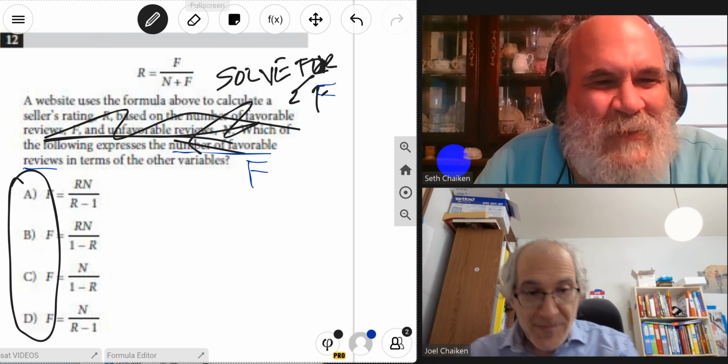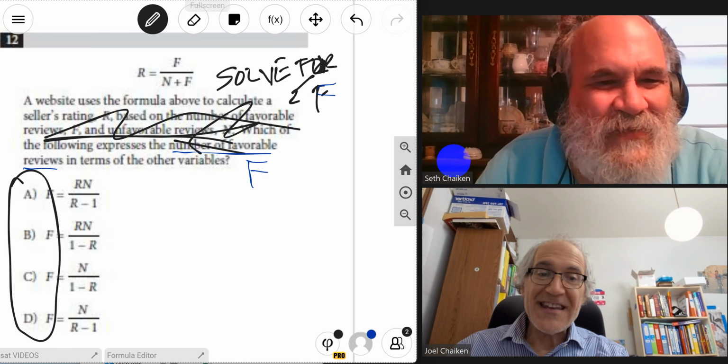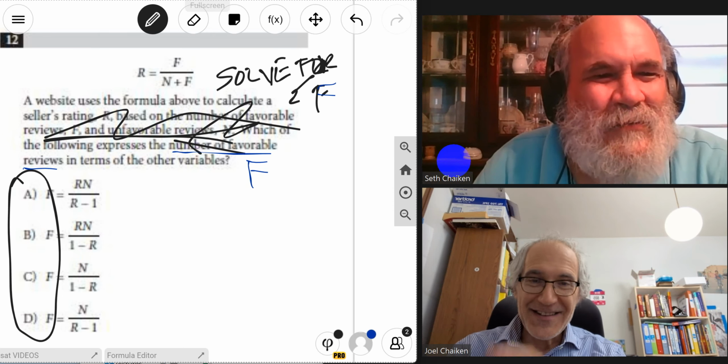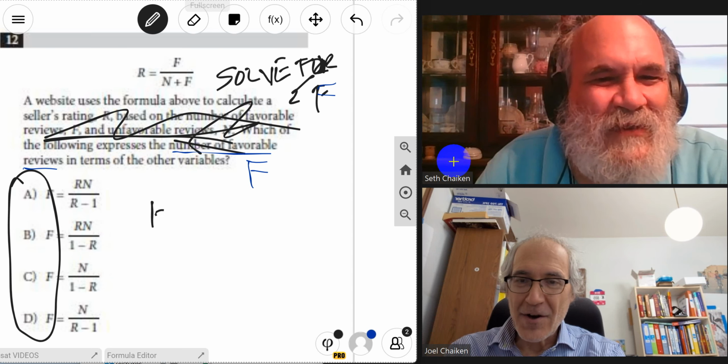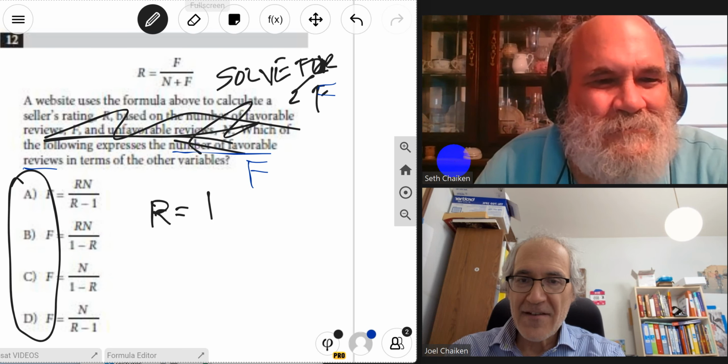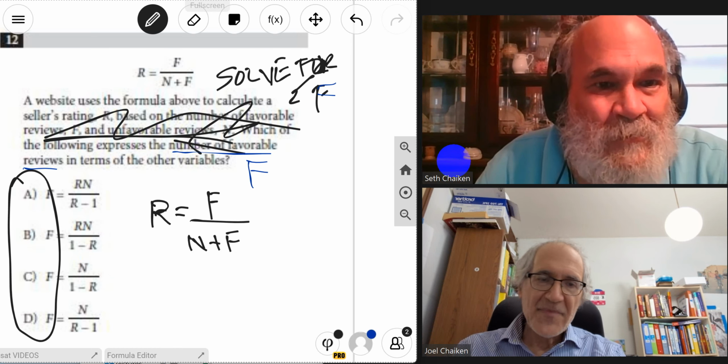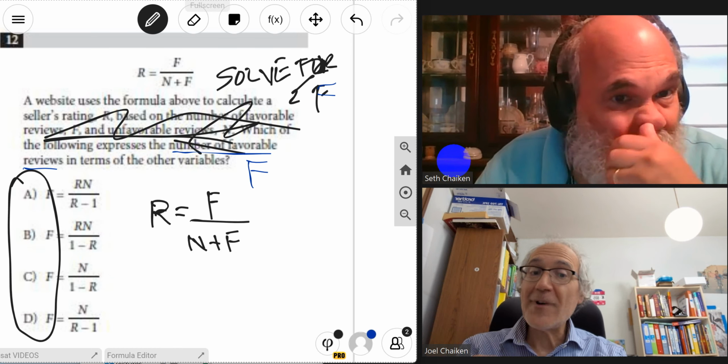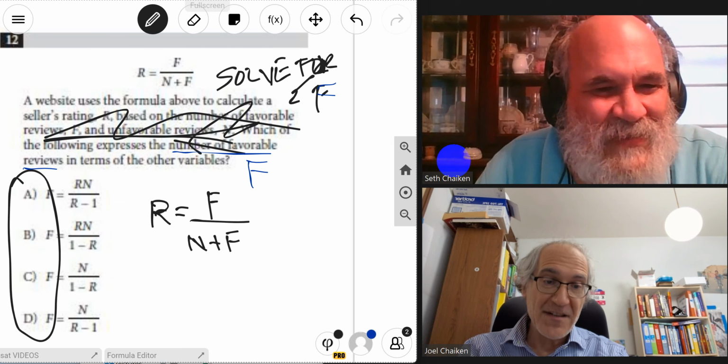Now, this is algebra. We're solving an equation in algebra. Neatness counts. So you write R is equal to F over N plus F. Rewrite the equation carefully. There are two ways to do this. I'm going to do it one way, and I would not be surprised if Seth does it another way.